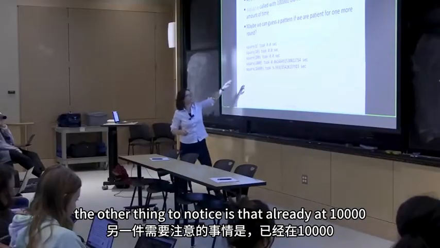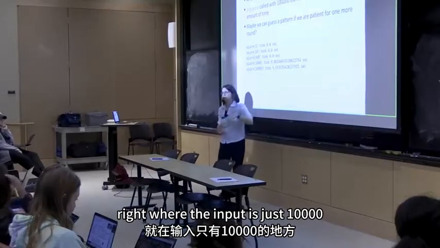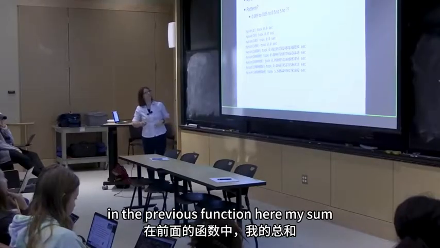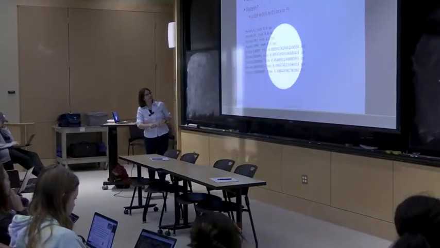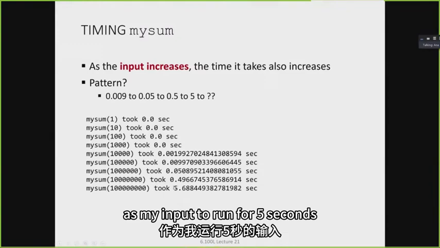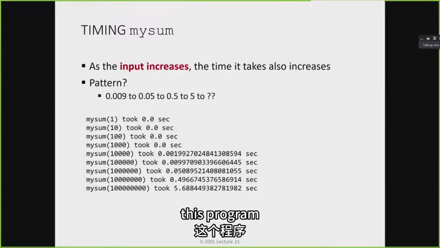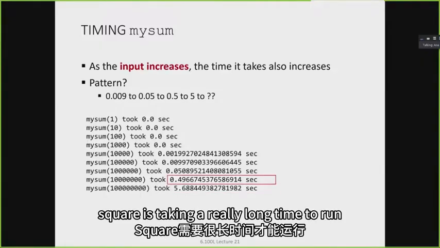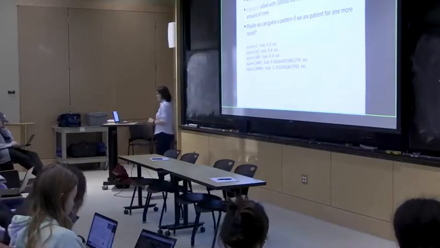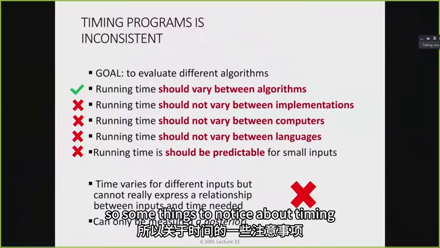The other thing to notice is that already at 10,000, where the input is just 10,000, this took 5 seconds already. In the previous function, MySum, we had to get to 100 million as my input to run for 5 seconds. So that's also a big difference here. Already, this program square is taking a really long time to run when the input is not very big. So, some things to notice about timing.